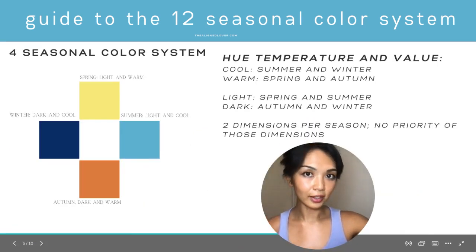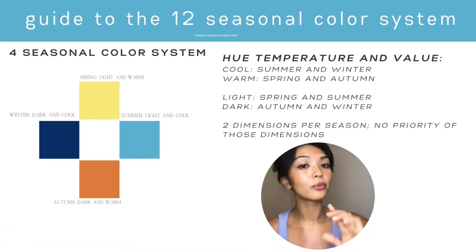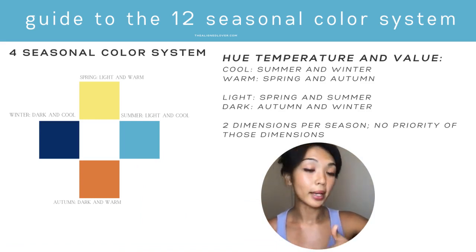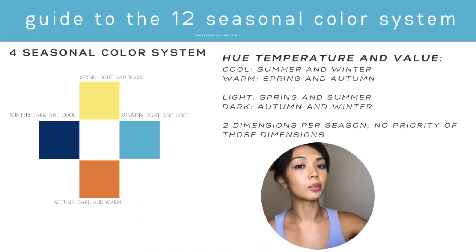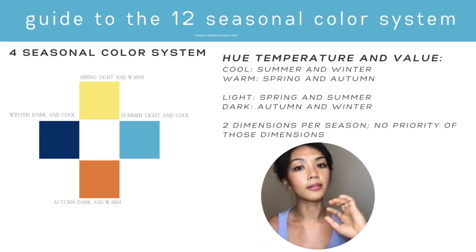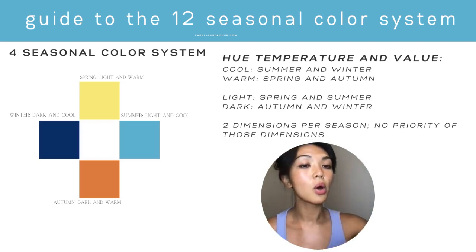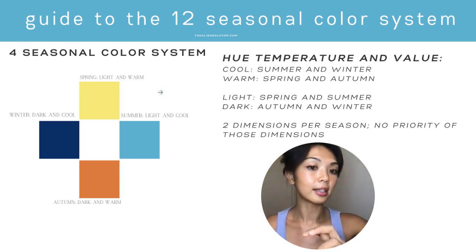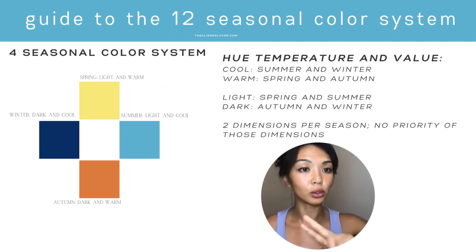Alright, so how does this fit into the 12 seasonal color system? First, we have to look at the more basic 4 seasonal color system. So the 4 seasonal color system uses 2 color dimensions, hue temperature and value. So cool and warm, or light and dark. Now we have 4 seasons, and each season is assigned these 2 dimensions. We have spring, which is light and warm, summer, which is light and cool, autumn, dark and warm, winter, dark and cool.